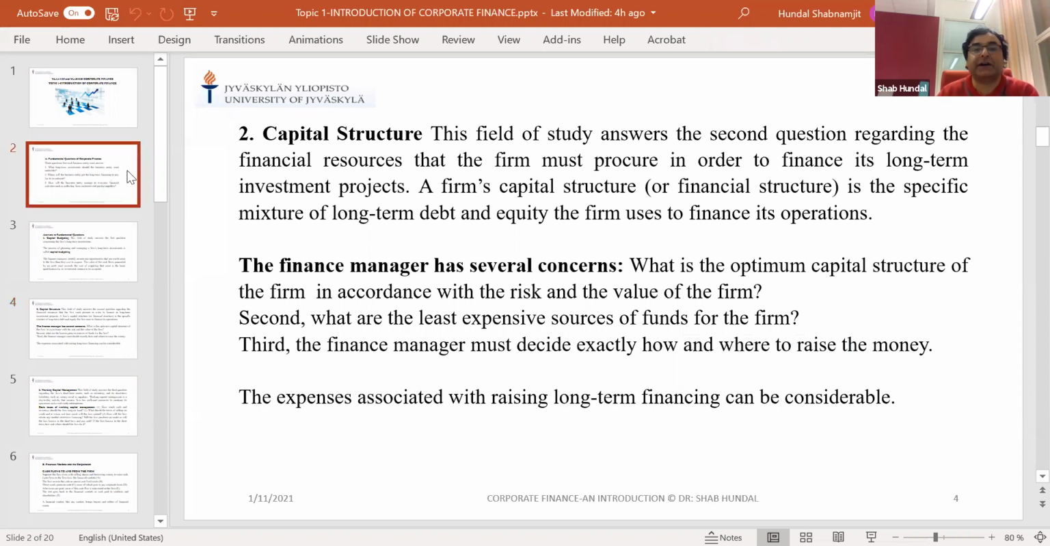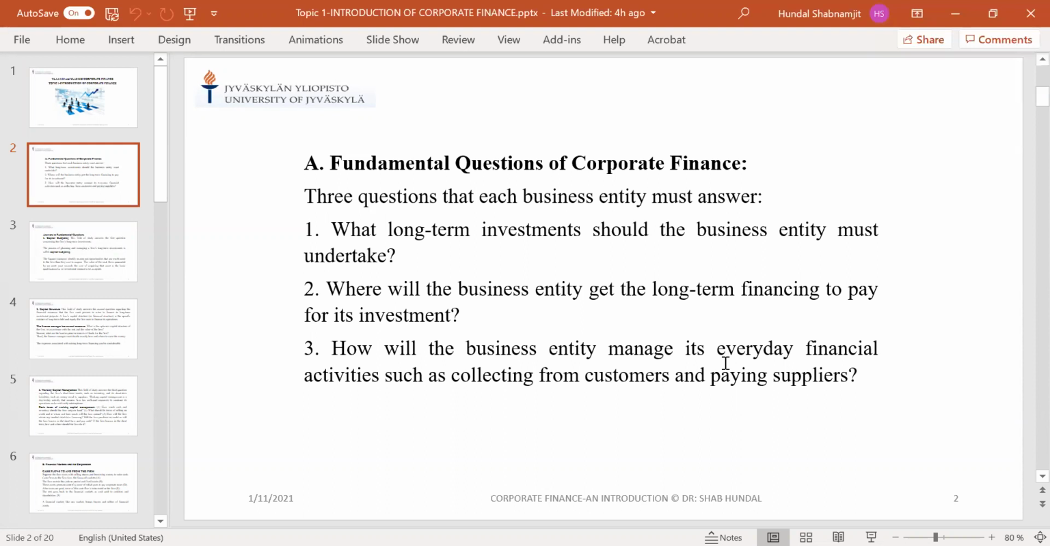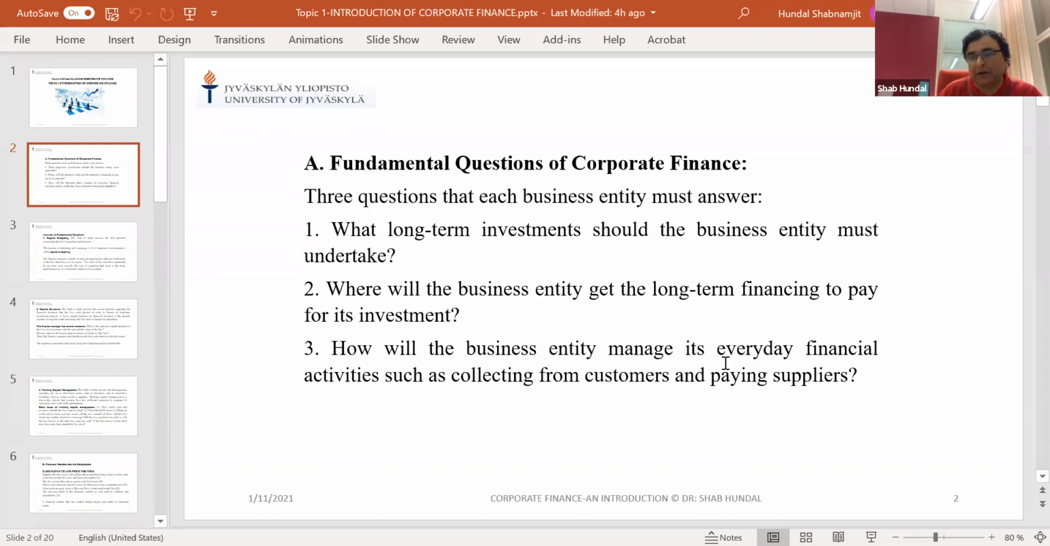So the capital structure is answering your second question: where does money come from? And the third question is: how will the business entity manage its everyday finances? Because every day is very important. Sometimes we think too much about the long term, but we forget to ask what the situation is between 9 to 5. Do you have enough liquidity to pay your utility bill? Today is the deadline to pay the supplier. Do you have enough money to pay? What if your check bounces? Your customers who promised to pay you last week haven't paid yet. What are you doing to expedite the cash inflows? So these things are also important.